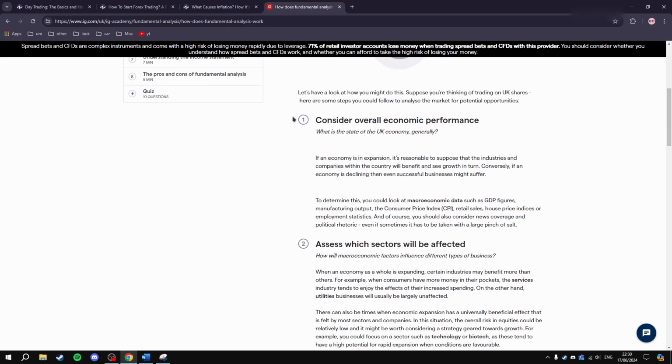Let's look at how you might do this. Suppose you're thinking of trading on UK shares. Here are some steps you could follow to analyse the market for potential opportunities. Consider overall economic performance. What is the state of the UK economy generally?